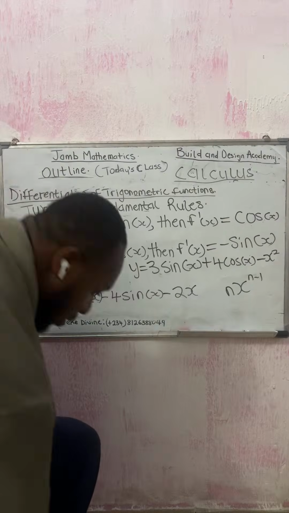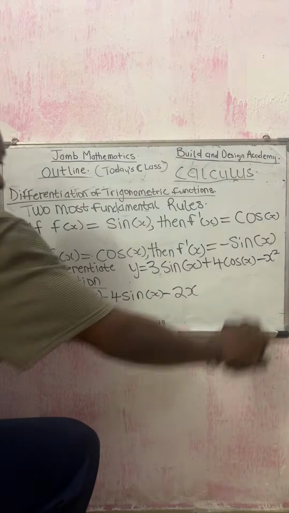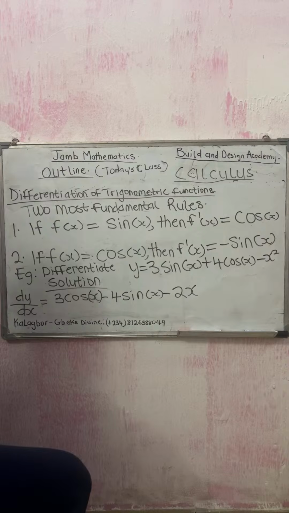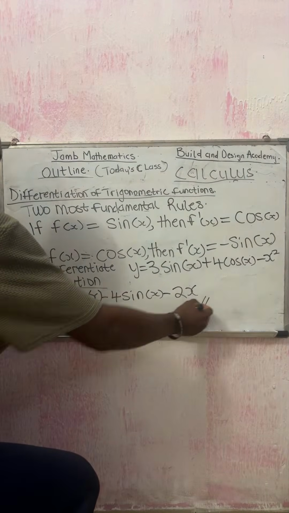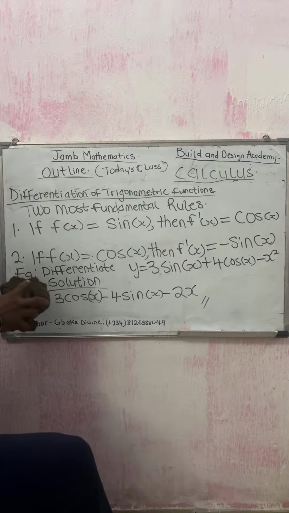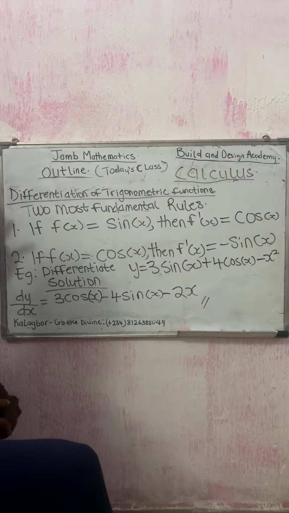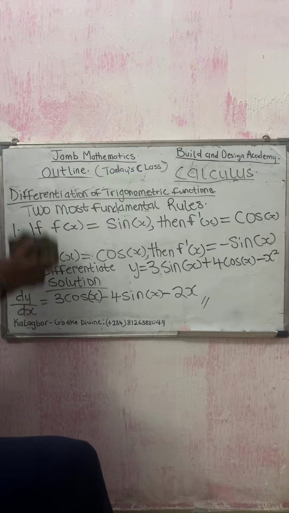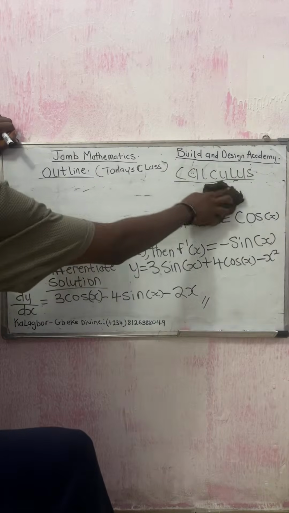Alright. So let's proceed. We are done with this question. This is the final answer. Very, very simple. Let's take another. Let's look at something else. Please take note of these two rules. Let's look at another form of differentiation, or another type of differentiation.